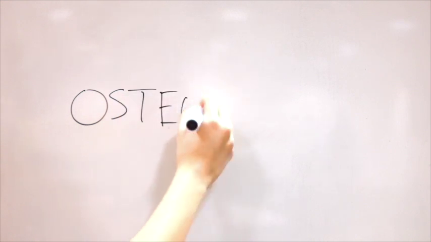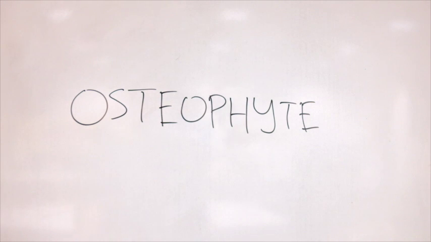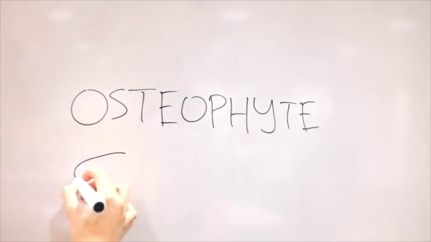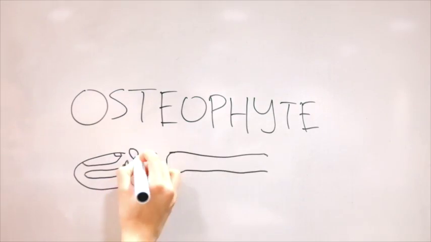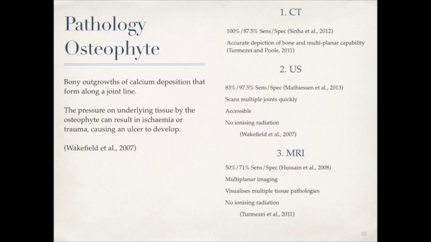The final suspected pathology for Tony was an osteophyte, which is a bony outgrowth of calcium deposition along a joint line. The pressure caused by the osteophyte on the surrounding tissue can produce ischemia and trauma, potentially resulting in ulceration. CT is highly sensitive at 100% with a specificity of 87.5%, providing multiplanar images that give an accurate depiction of bone. Ultrasound is the next best technique with sensitivities and specificities of 83 and 97.5%.